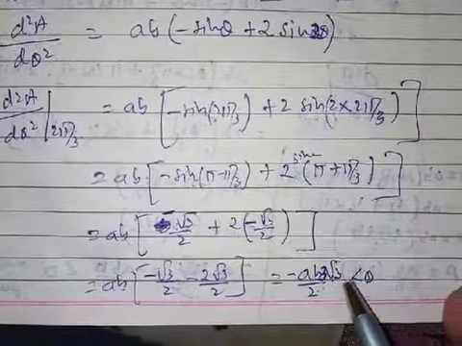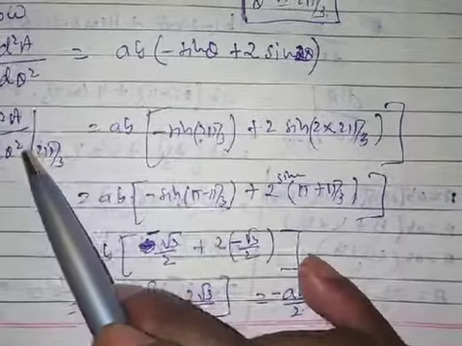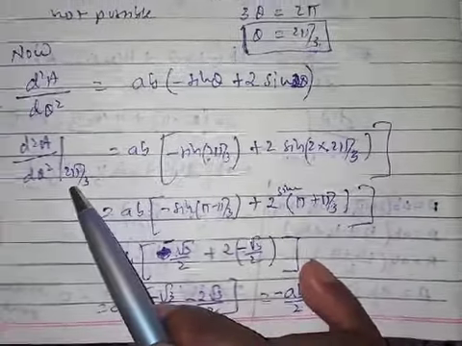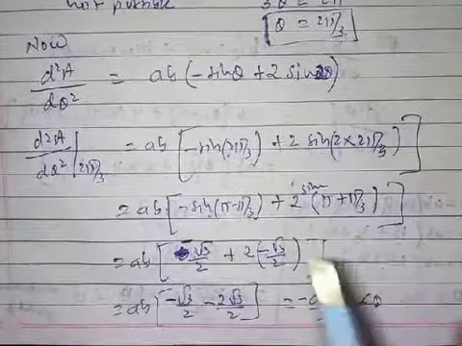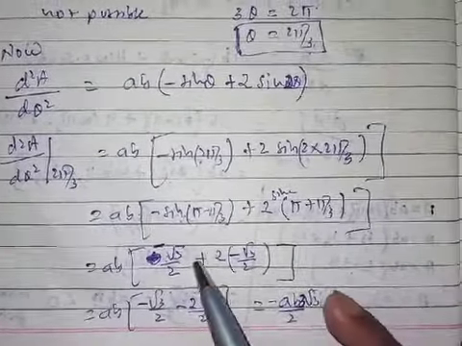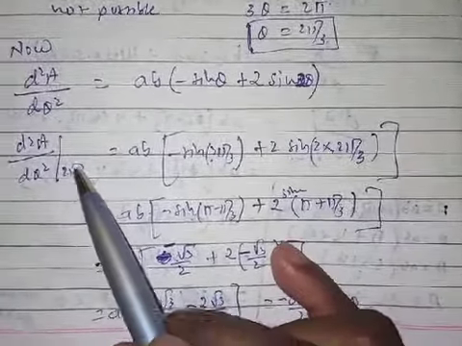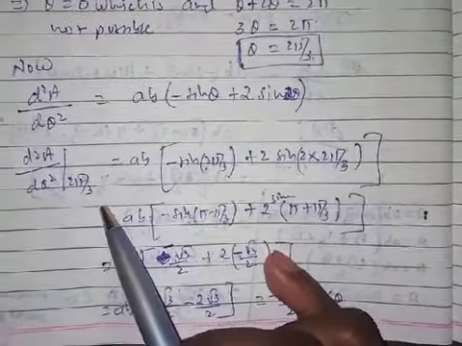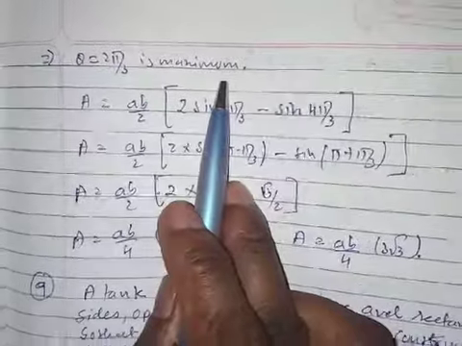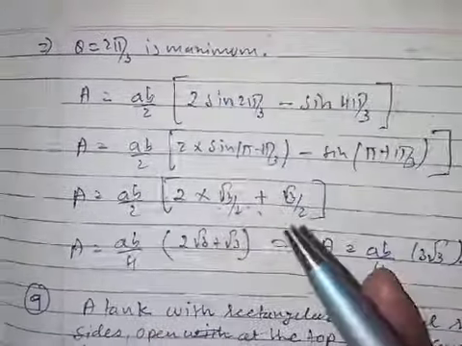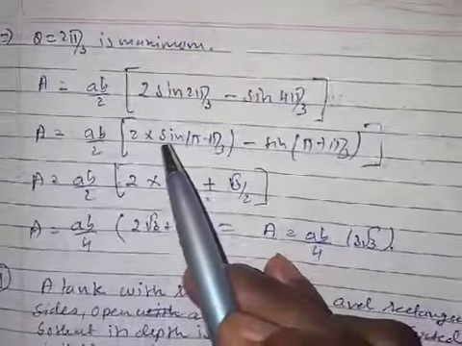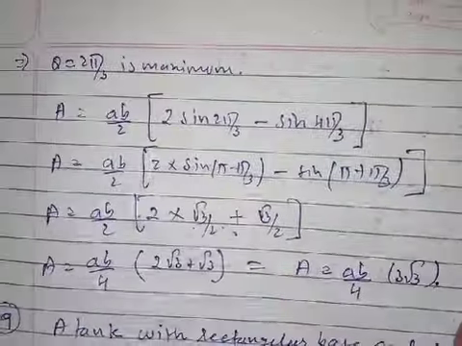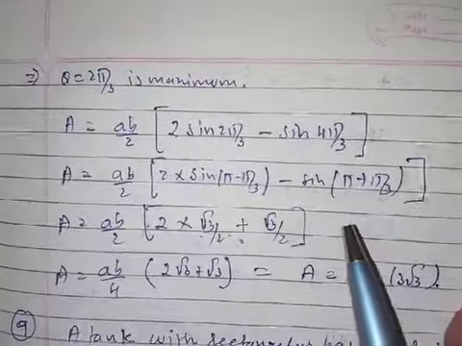So what it shows is that the area is a maximum at theta equal to pi by 3. So theta equal to pi by 3 is the maximum. Then we have to find the area. If it is a maximum, we have to find the maximum value of the area.